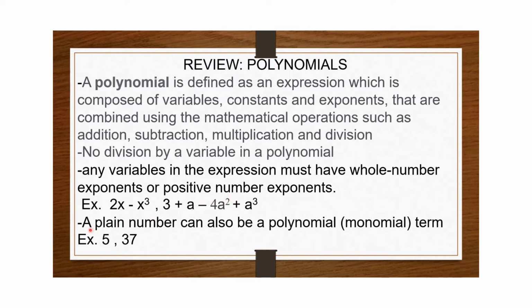Another thing is a plain number can also be a polynomial or monomial since it's only a single number. So 5 is an example, 37, 21, or any plain number is considered a monomial under, of course, the family of polynomials.